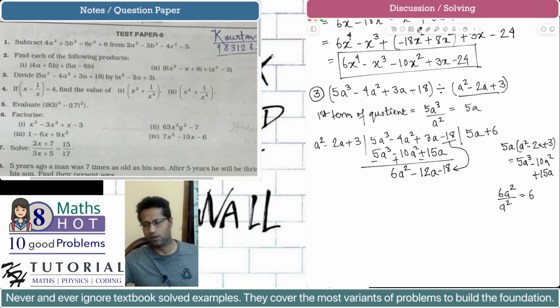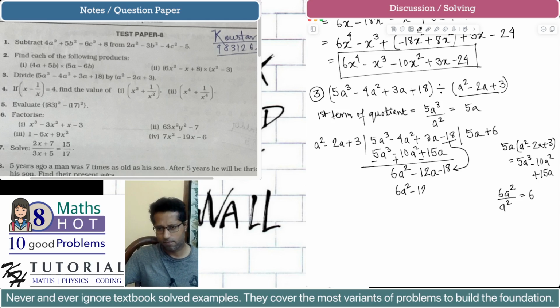And again we will find the product of 6 with the divisor and subtract the product from the current dividend. So the product of 6 and the divisor is 6a square minus 12a plus 18. Why is it plus 18? Okay.